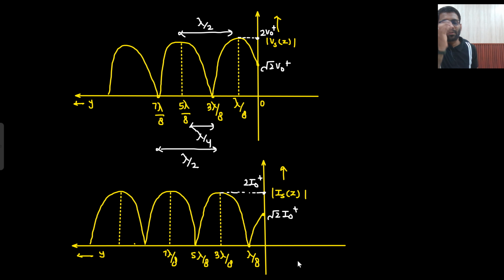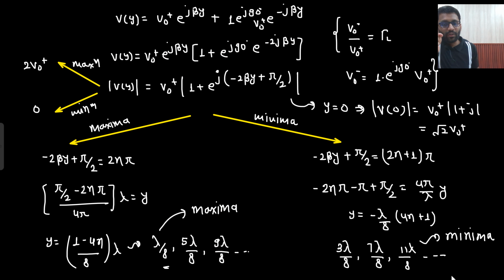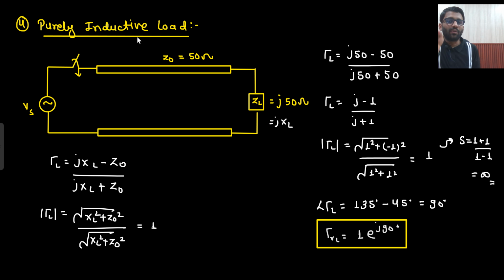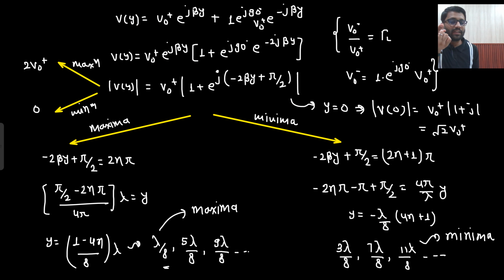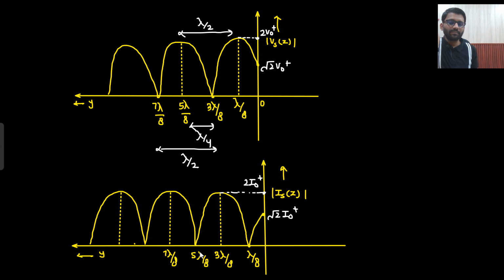So from here, what conclusion are you making? If my load is purely inductive, purely inductive means there is no resistor term, no 50 ohm, those terms are not there. So if my load is purely inductive, then first my voltage maxima will occur.